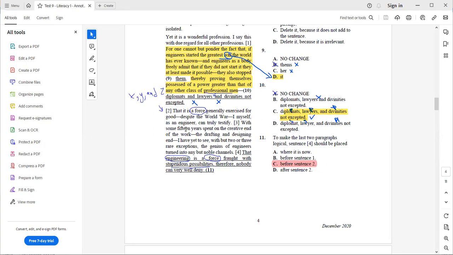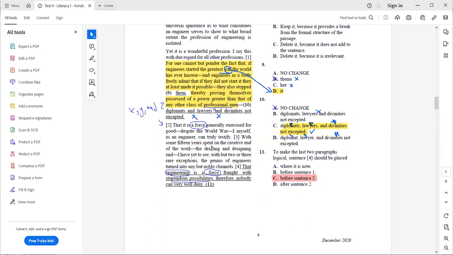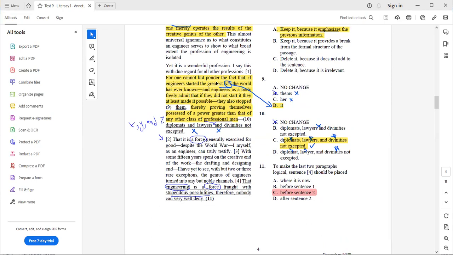Okay, before sentence 1. Sentence 1: "For one cannot but ponder the fact that if engineers started the greatest war the world has ever known, and engineers as a body freely admit that if they didn't start..." Actually, here it also talks about engineers, not engineering. Look at before sentence 2. "That is a force generally exercised for good despite the World War. I myself, as an engineer, can truly testify." Yes, there is a common word: force.